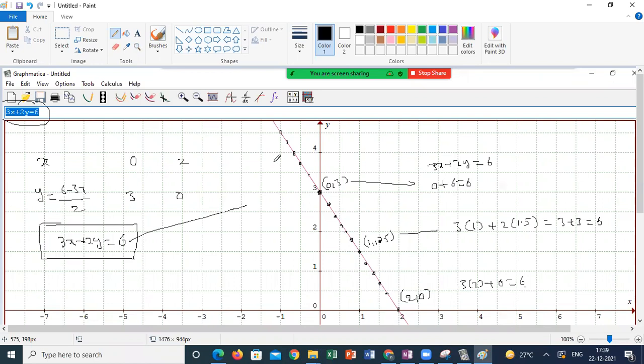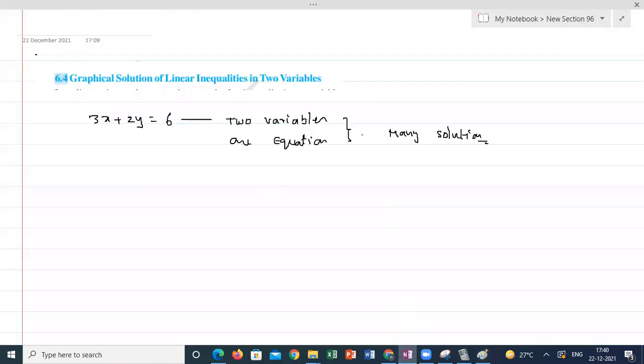What if the same expression is coming with an inequality symbol? So what are the possible inequalities we can face with this same expression, students? Anyone? What are the possible inequalities? This is an equation with the same expression with the same values. I can get 3x plus 2y less than 6, 3x plus 2y less than or equal to 6, 3x plus 2y greater than 6, 3x plus 2y greater than or equal to 6.